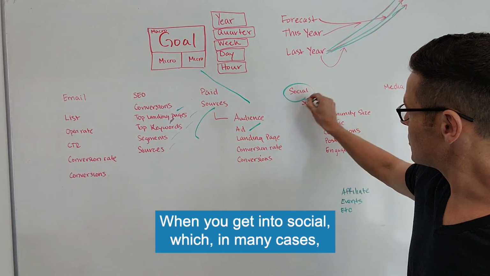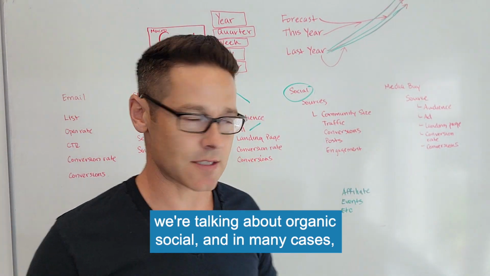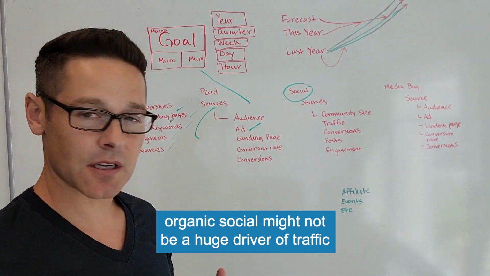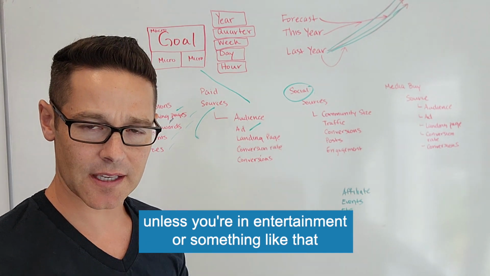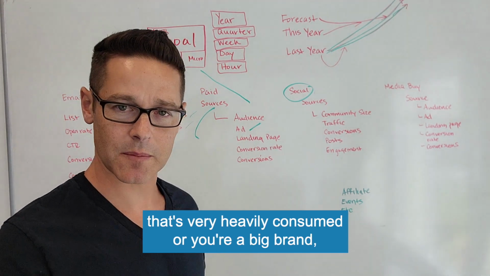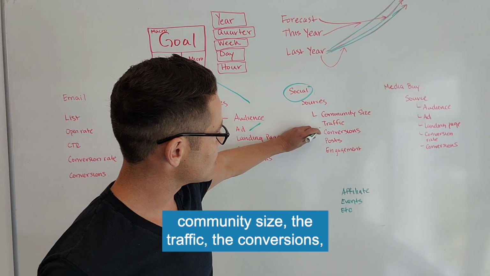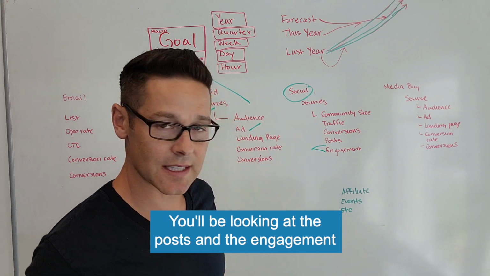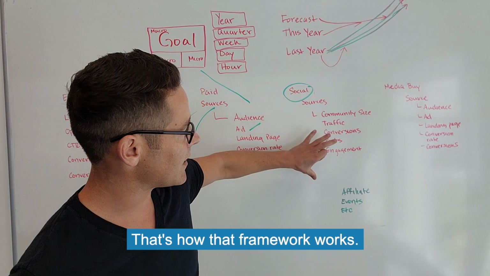When we get into social, which in many cases, we're talking about organic social, and in many cases, organic social might not be a huge driver of traffic and conversions for many organizations, unless you're in entertainment or something like that that's very heavily consumed, or you're a big brand. On that end, you're going to be looking at the community size, the traffic, the conversions, the posts, and the engagement. We'll be looking at the posts and the engagement that are doing the best and creating more of those. That's how that framework works.